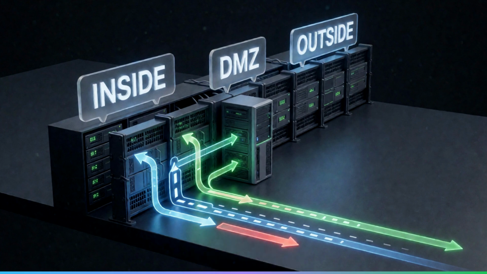traffic from outside. Firewalls also use zones: inside for your private network, outside for the internet, and a DMZ, so demilitarized zone, where you put public-facing servers that need internet access without exposing your internal network.